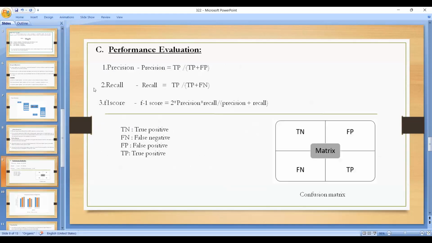Performance evaluation. The parameters which are used to evaluate the performance of the algorithms used are precision, recall, and F1 score. Precision is nothing but the percentage of outcomes that are correctly predicted by the model. Recall gives the proportion of positive outcomes that are correctly predicted, and F1 score gives the accuracy. And this is the confusion matrix, and based on the confusion matrix, we have compared the results.